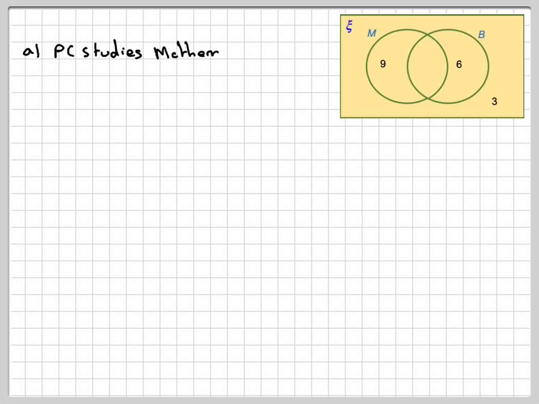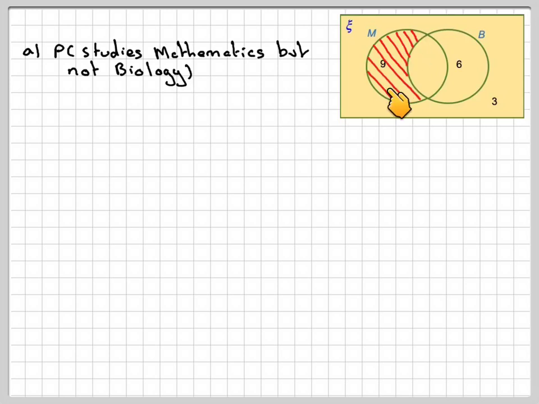Okay, so here's a Venn diagram. The probability that the student studies mathematics but not biology is represented by this part on the Venn diagram. In set notation, that is M intersected with not B. So the probability of M intersected with not B will be the 9 in here out of the 21 altogether. 3 goes into 9 3 times and 3 goes into 21 7 times, so cancel down to 3 sevenths.